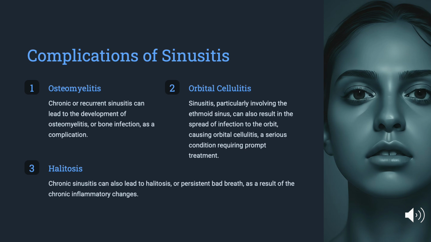Complications of sinusitis. 1. Osteomyelitis. Chronic or recurrent sinusitis may progress to osteomyelitis, a bone infection, as a serious complication. 2. Orbital cellulitis. Sinusitis, especially affecting the ethmoid sinus, can lead to the spread of infection to the orbit, resulting in orbital cellulitis, a critical condition necessitating immediate treatment. 3. Halitosis. Chronic sinusitis can also cause halitosis, persistent bad breath, due to the chronic inflammatory changes associated with the condition.